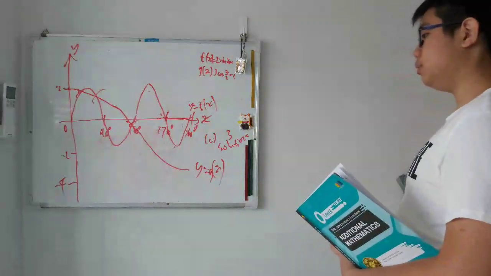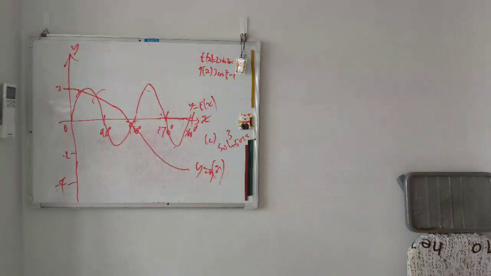Okay, that's it. That is the 2019 GCE O-Level Additional Mathematics Paper 1.